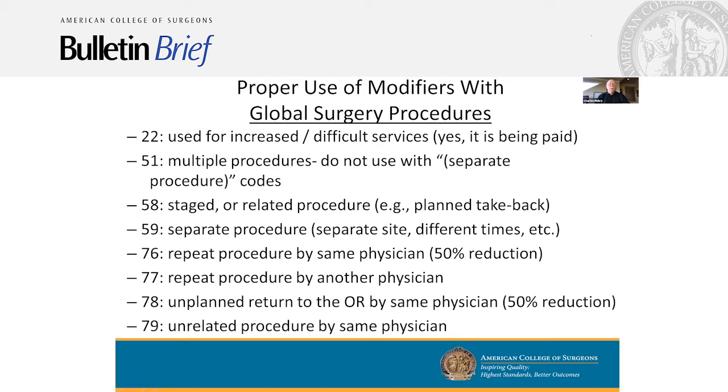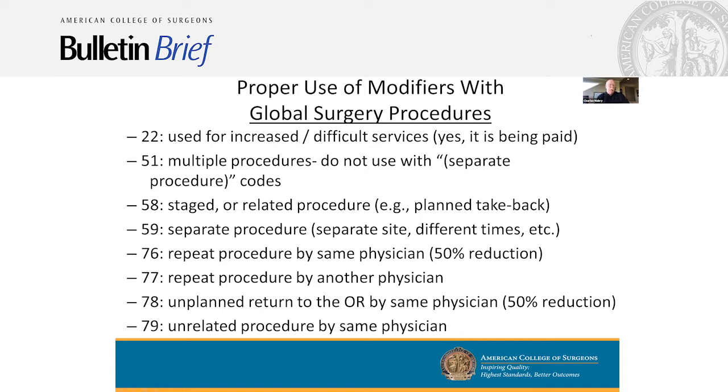Now, in the CPT code book, you'll have to pay attention because there are some procedures, splenectomy comes to mind, that have "splenectomy (separate procedure)" in parentheses. Now, you can still do multiple procedures with that, but you have to realize that the separate procedure will create an edit, and that's where the 59 modifier comes in. It's for a separate site, different times, or if you're using a code such as splenectomy that has a separate procedure in parentheses, use a 59 modifier.